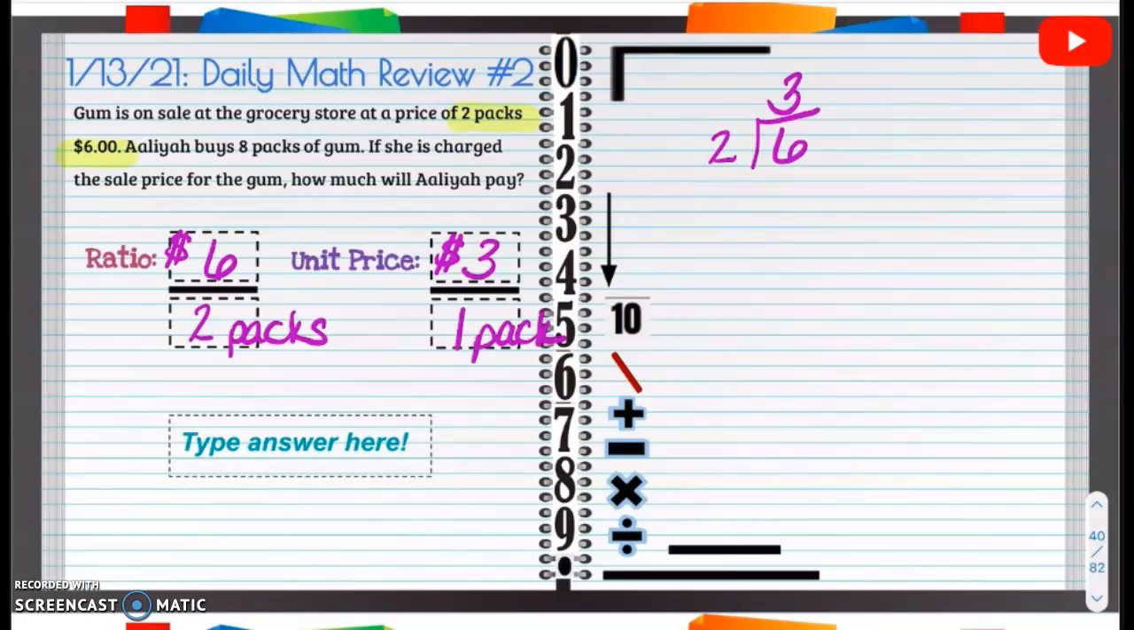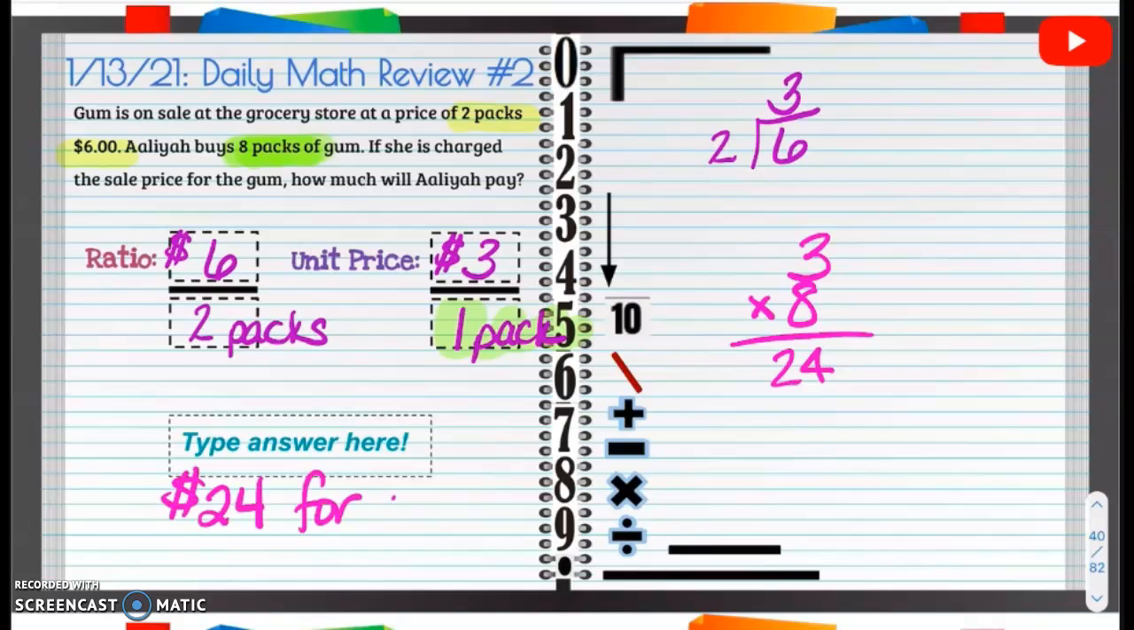Now, our question asks if she buys 8 packs of gum. So how do you get from 1 to 8? We're going to multiply by 8. So we're going to multiply 3 times 8, and we are going to get 24. So our answer is $24.